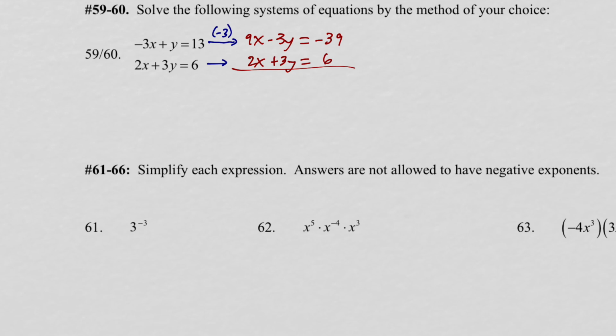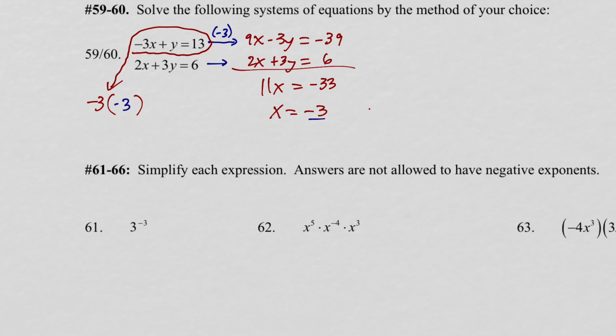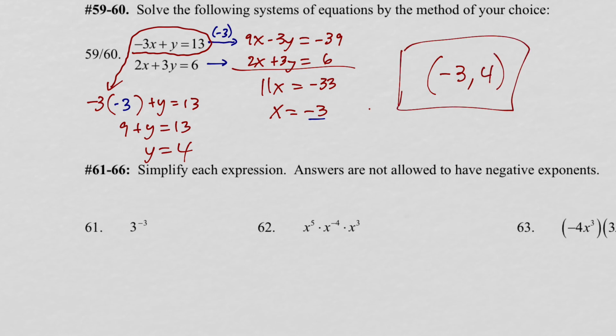And I'll add these together. 9 plus 2 is 11x. The y's add up to 0. And this adds up to negative 33. So when I divide by 11, I get x is equal to negative 3. Then I can plug that into either one of the originals. I'll plug it in right there. Negative 3x, and x is negative 3, plus y is equal to 13. So y is 13 minus 9, which is 4. So the solution is the x first and then the y.